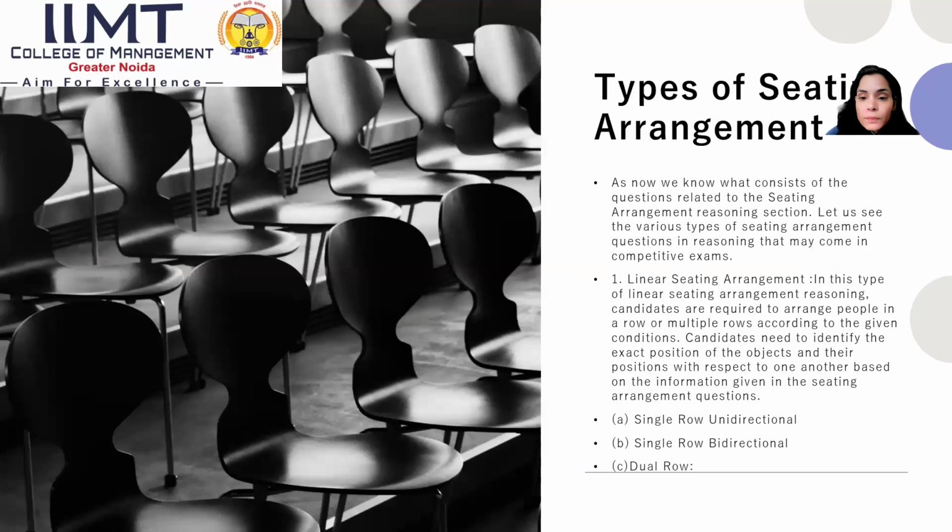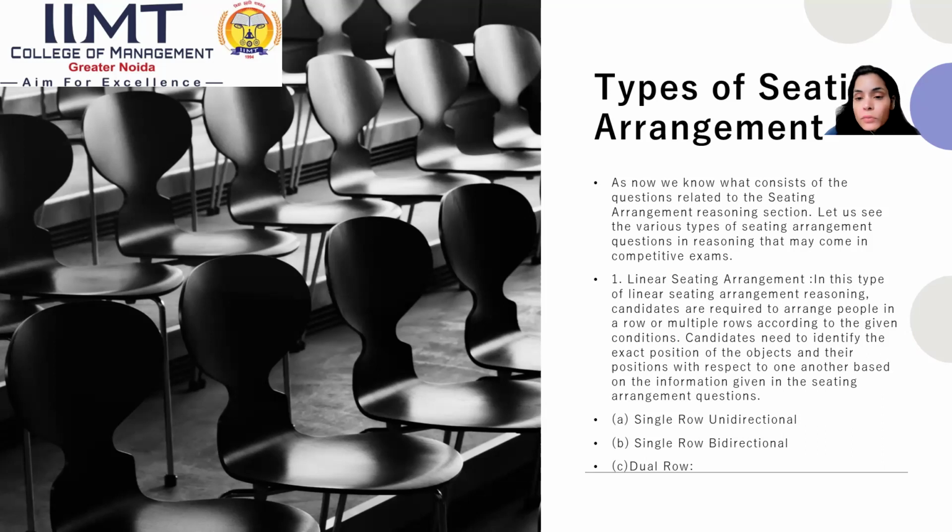Types of sitting arrangement. There are different types of sitting arrangement and we will discuss here what are the different types. Linear sitting arrangement. In this type of linear sitting arrangement, candidates are required to arrange people in a row or multiple rows. Whatsoever conditions are given, the candidate needs to identify the exact position of the object and their position with respect to one another based on the information given in the sitting arrangement question.